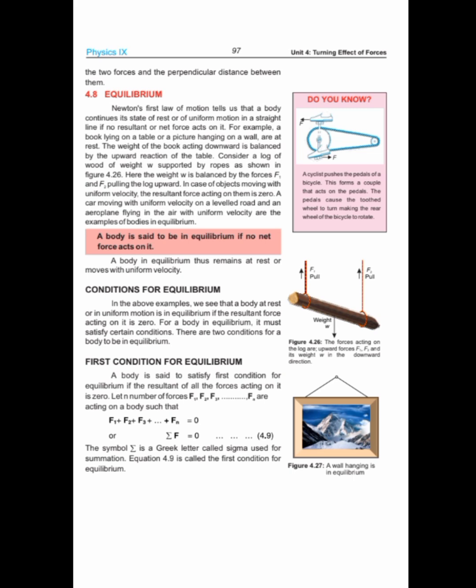In the case of objects moving with uniform velocity, the resultant force acting on them is zero. A car moving with uniform velocity on a level road and an aeroplane flying in the air with uniform velocity are examples of bodies in equilibrium.